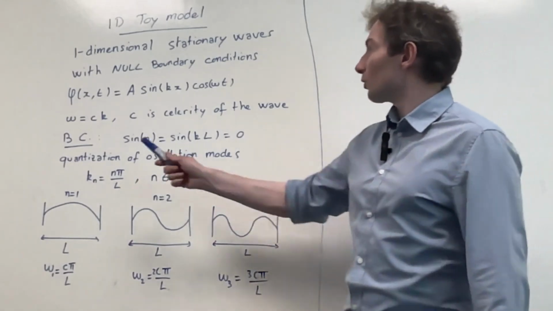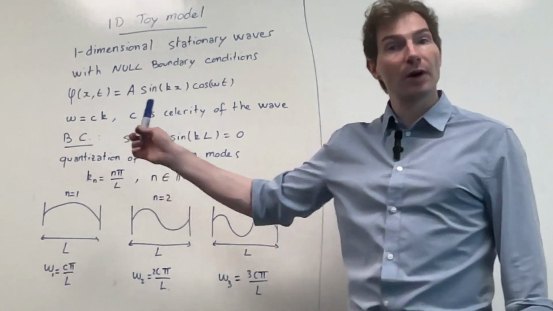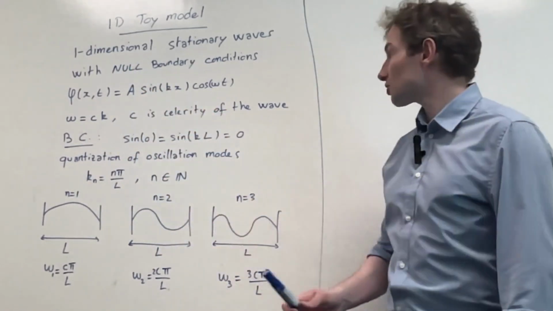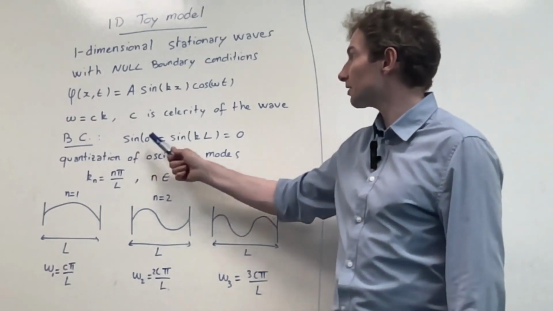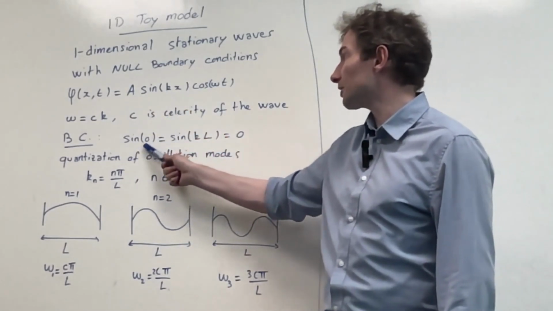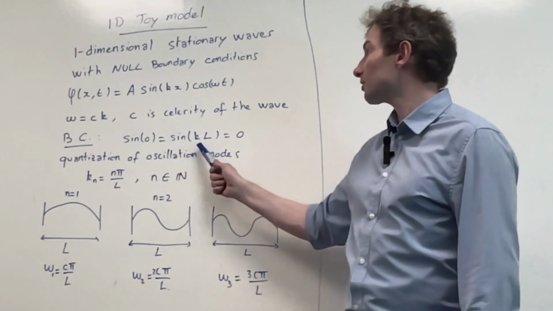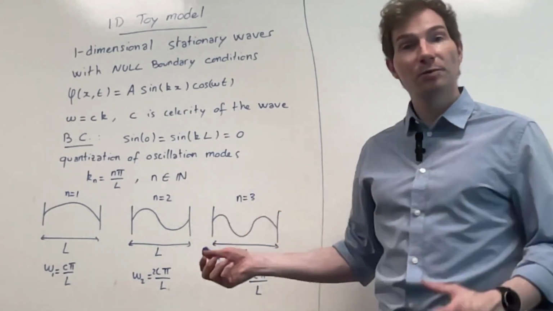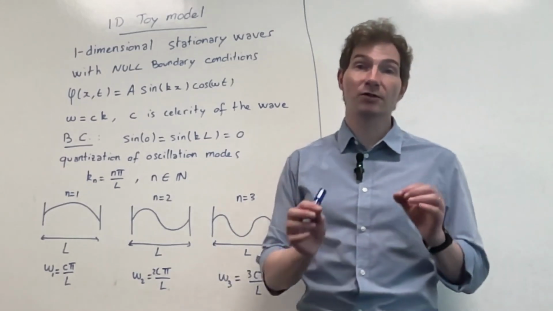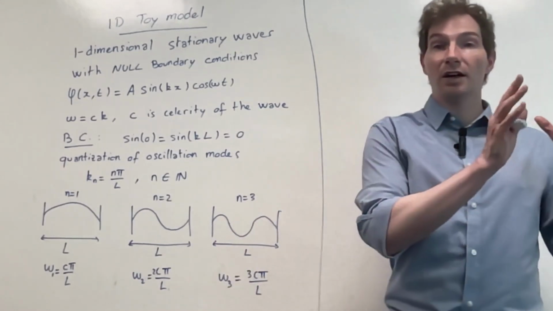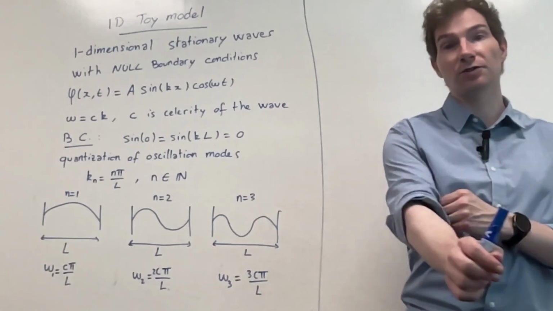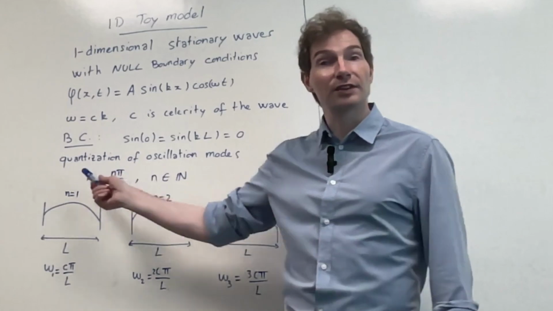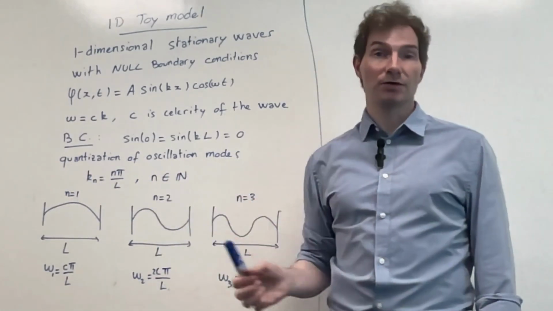Now, we've got BC here, which stands for boundary conditions, and I said that we want null boundary conditions. So what that means is that we want sine of k times 0 to be equal to 0, and sine of kL to be equal to 0. Now, the only possibility for this to be true is for the k values to take only discrete, specific values. And this is called the quantization of modes of oscillation.